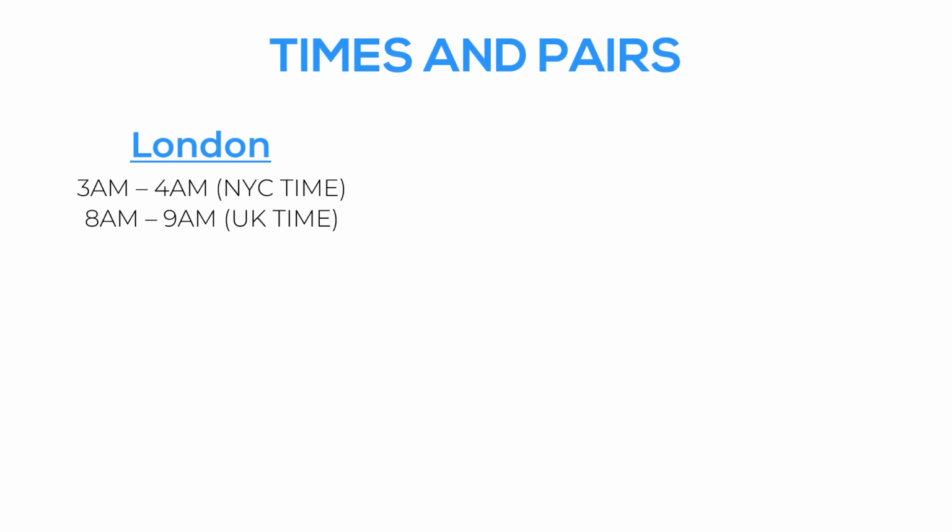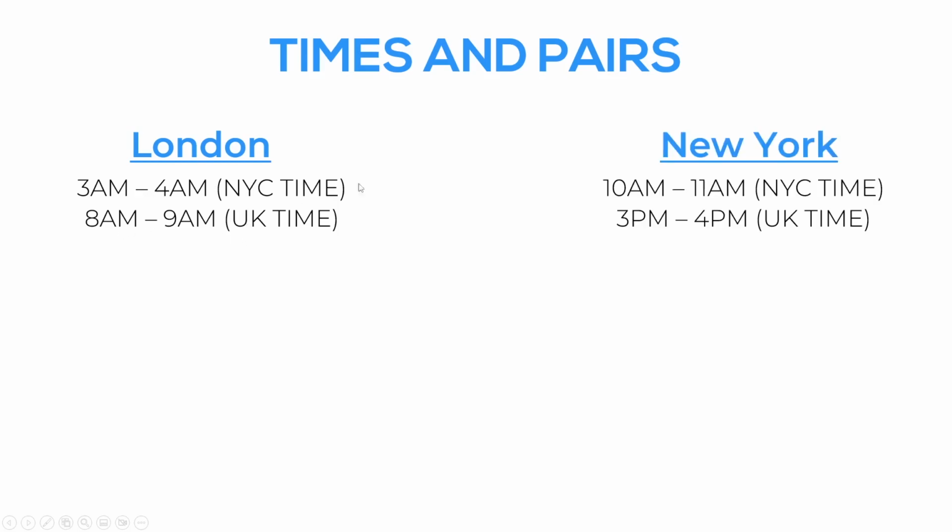Now, for the times and pairs you can trade the ICT Silver Bullet on. You can trade it in London. The London session for the Silver Bullet is between 3 and 4 a.m. NYC time, and 8 to 9 a.m. UK time. And then we have the New York session Silver Bullet. This is between 10 to 11 a.m. NYC time and 3 to 4 p.m. UK time.